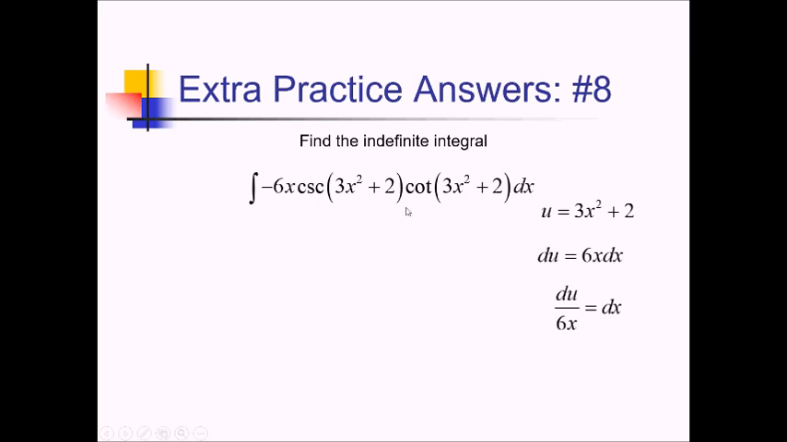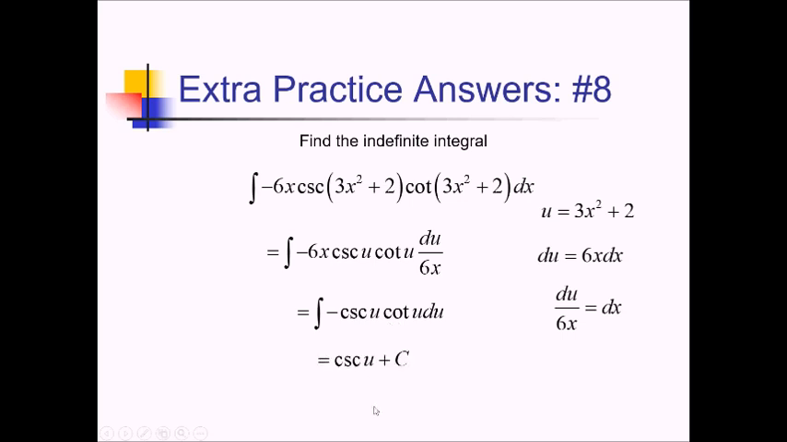Substituting back in, I'm going to rewrite this as negative 6x cosecant of u cotan of u. And instead of dx, we have du over 6x. So now the 6x's cancel completely. That leaves us with just negative cosecant of u cotan of u du. And the derivative of cosecant is pretty much an exact match for this, so the antiderivative is cosecant of u plus c. So now plugging the u value back in, we can write cosecant of 3x squared plus 2, all of that plus c.